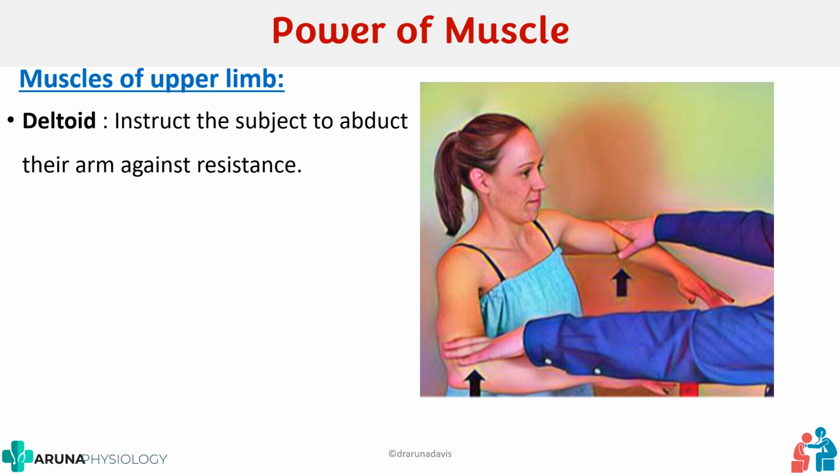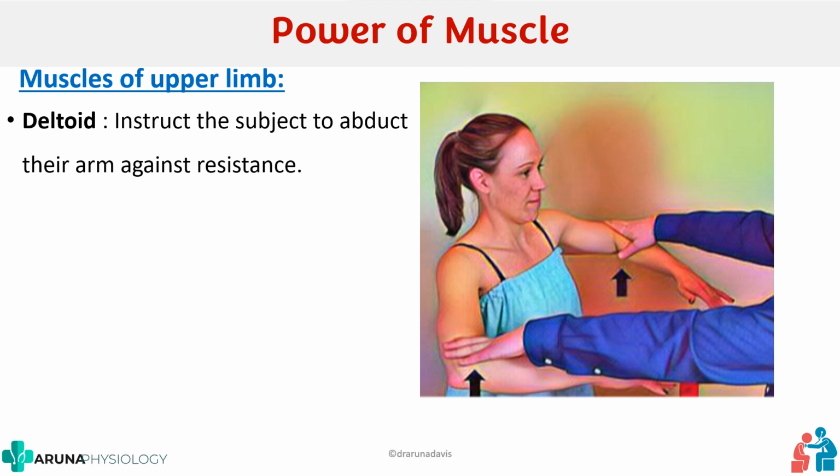So you can ask the subject to abduct the arm like this against resistance. Remember, the angle is important. First 30 degrees by supraspinatus. That is why we apply resistance as soon as the person starts abducting. But here the angle is different. Okay. So up till 90 degrees, the abduction of the arm is by the deltoid. So you can apply resistance here while the person tries to abduct his arm.